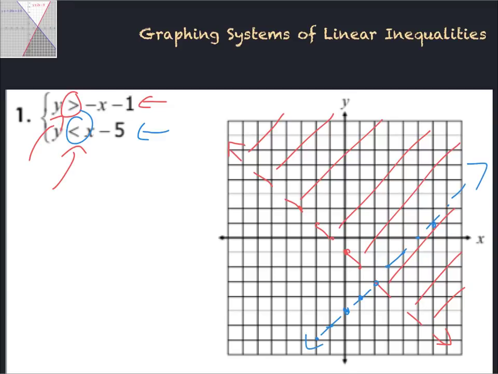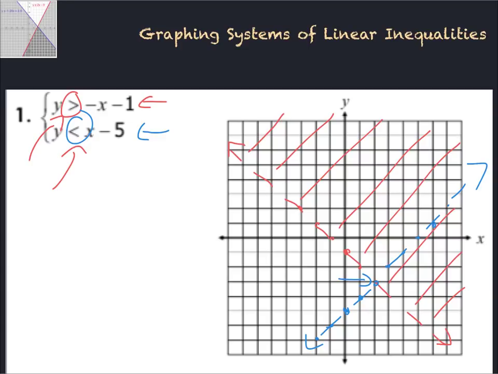Now, if this was a set of linear equations, my solution would just be this point right here where they intersect. But this is not a set of linear equations. This is a set of linear inequalities. So my solution is going to be where both inequalities overlap, where both solution sets of each inequality overlap. So let me show you what I mean by that.